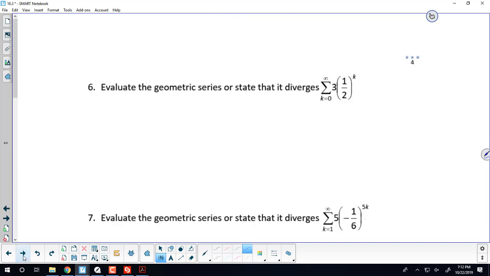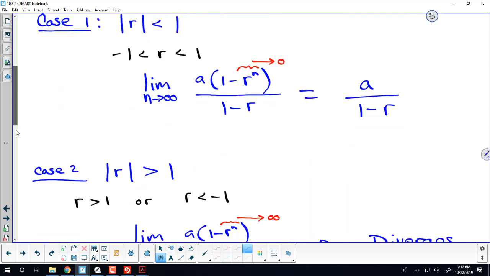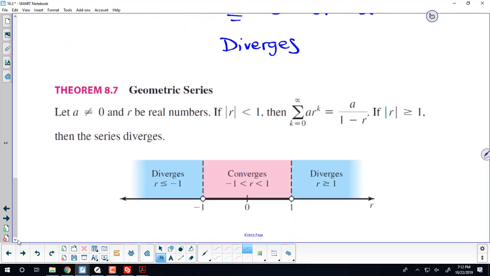The examples I have typed out are for infinite geometric series. I do want to look at one or two examples of a finite geometric series. But I'll leave that up if you need to copy that for a minute.